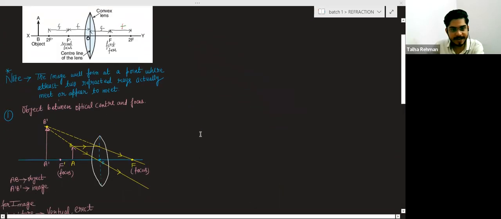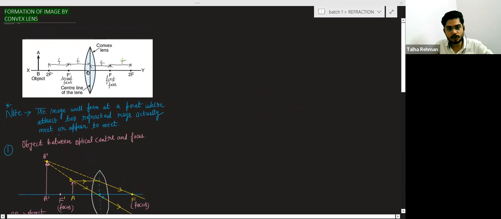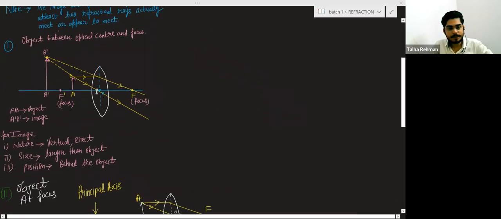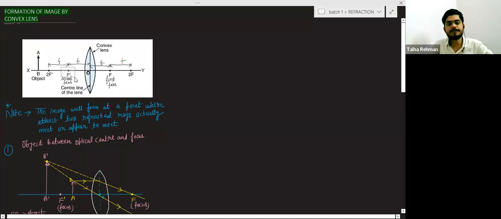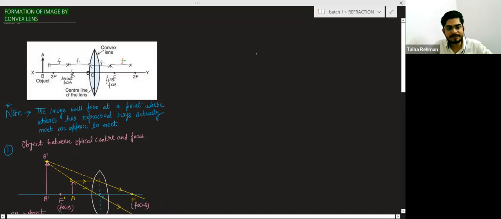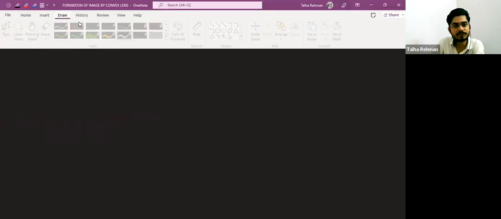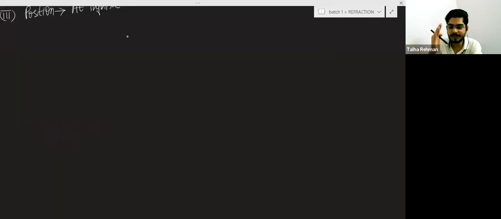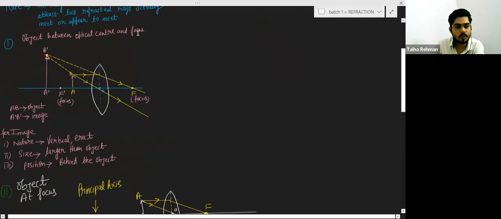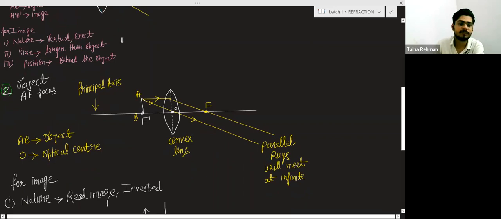So now what I am doing: I have told you first I placed the object between the optical center and the focus, and we get the image. After that, I placed the object at focus. Now I will place the object between F dash and 2F dash in front of the lens. So what we are actually doing is placing the object at different positions in front of the convex lens, and we are seeing the nature, position, and the size of the image. So this is the third case.